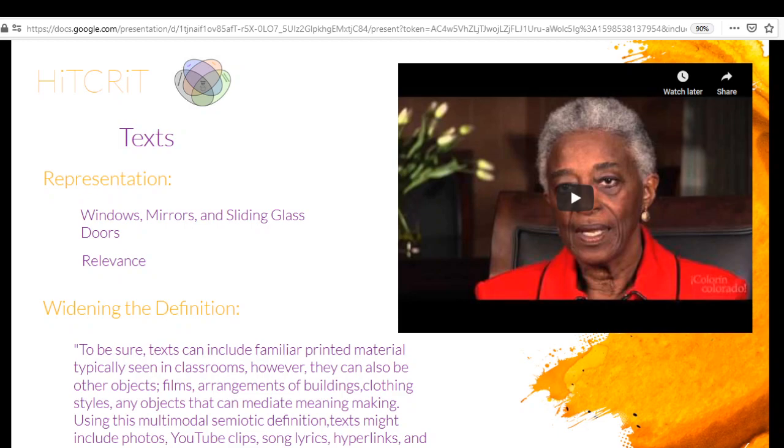So that clip of Dr. Sims to me has always been really powerful, in that her stress is on all of our students need the windows. Okay, some of our students are getting plenty of mirrors.